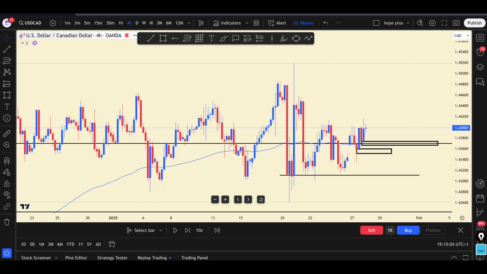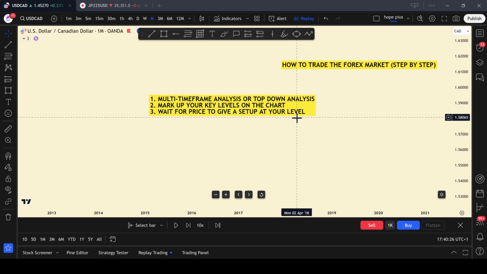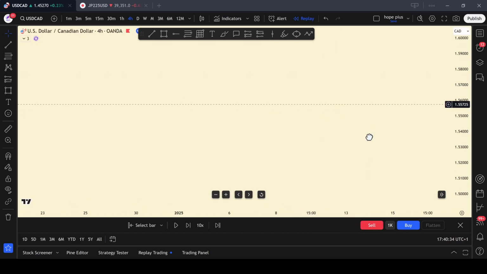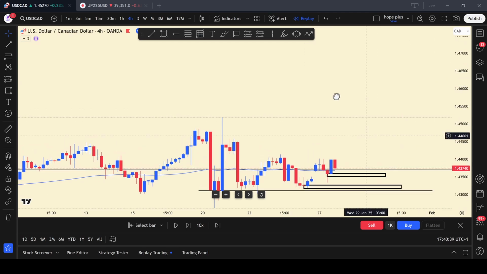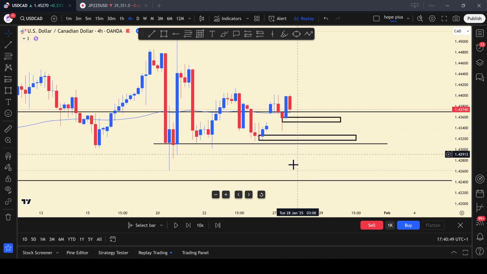So that leads us to number 3 point. Now, the number 3 point is what I just explained. Wait for price to give you a setup at your key level. Remember, if you go back to the 4-hour, I have my trade set up already. So I have to wait for price to come in and give me a push. At this level, I don't want to wait for any confirmation because I know that the market is bullish.